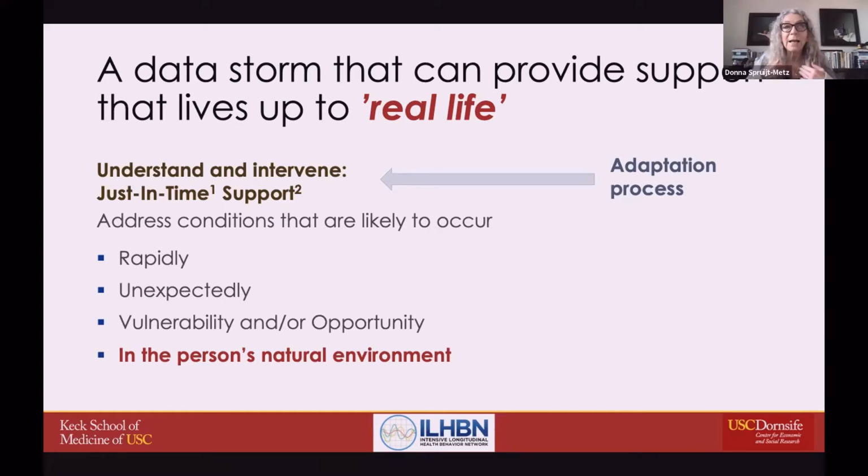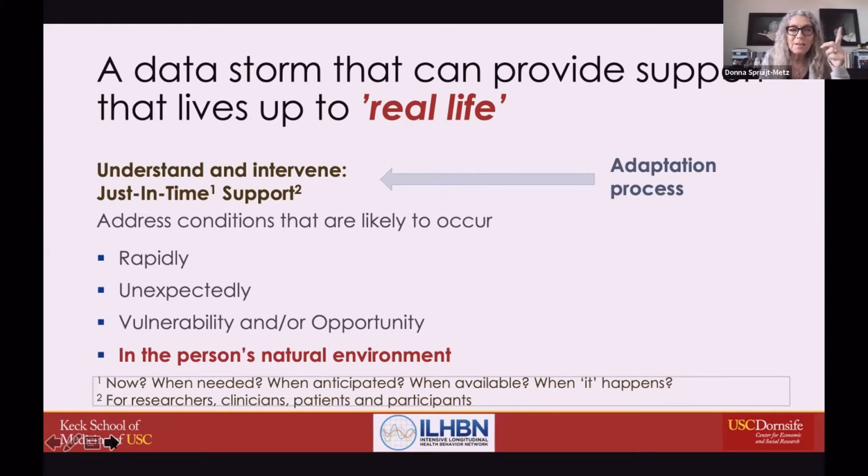So for instance, if I am having anger management problems and I'm about to go in to talk to my boss and it's going to be high stakes, now is not the time to intervene on my stress. I don't know exactly what the right time is. We don't know that yet. Often we don't know when the right time is, but I'm not open to it at a moment like that. So maybe in the morning before, or who knows, but we need to intervene when people need us and in the person's natural environment.